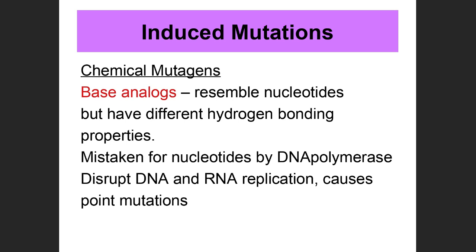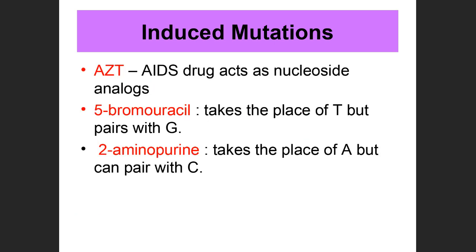The base analog mutagens, or the ones that resemble nucleotides, are incredibly useful. These are used as antiviral and antiprotozoan drugs. So these are chemicals that look like nucleotides. DNA polymerase confuses them with nucleotides and incorporates them into DNA, or even RNA if it is an RNA polymerase. But instead of continuing with the replication, they halt replication, or they cause point mutations because they're not going to base pair like a normal nucleotide will.